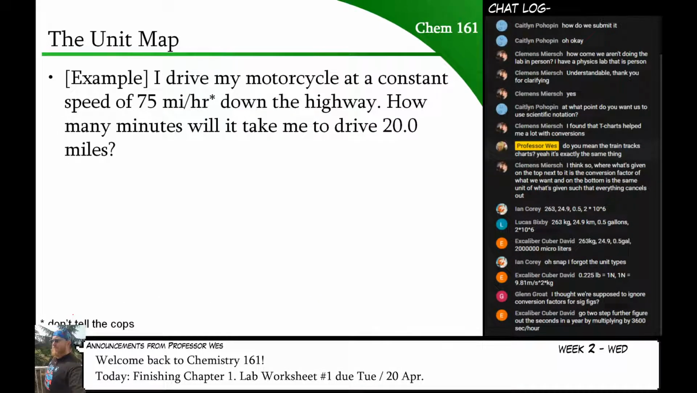So let's suppose that I ride my motorcycle down the highway at a constant speed of 75 miles an hour. How many minutes will it take me to drive 20 miles? Now you have a conversion here, and you also have a distance. And I'm asking you to get time out of this. So what I want you to do is fiddle around with the units a little bit and see if you can get from the starting unit to the ending unit.